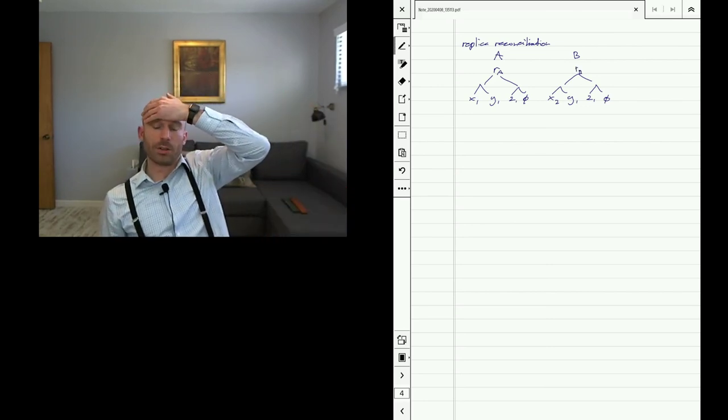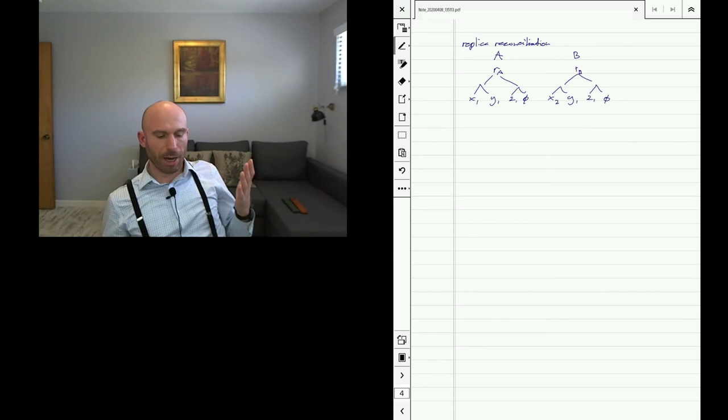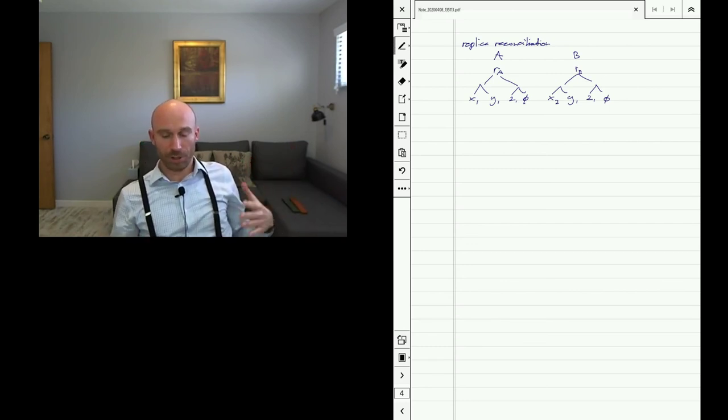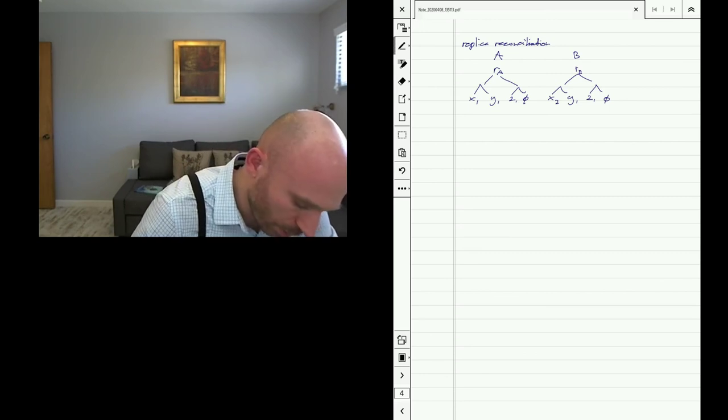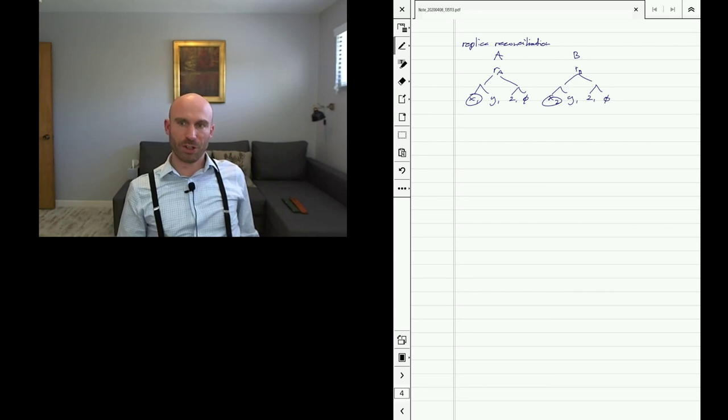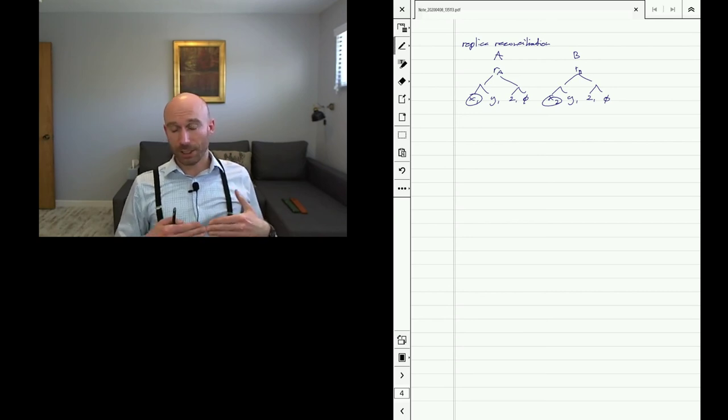A and B could compare those different roots to figure out which of the values that they store are different. Here, X1 and X2 are different, everything else is the same, and they could drill down these Merkle trees to figure out which elements are different and then send those values to each other. And based on the vector timestamps, figure out, is X2 actually later than X1? In our example, it was.